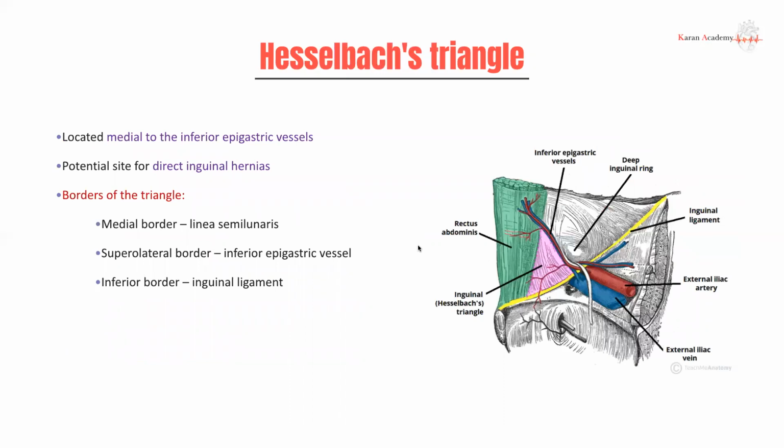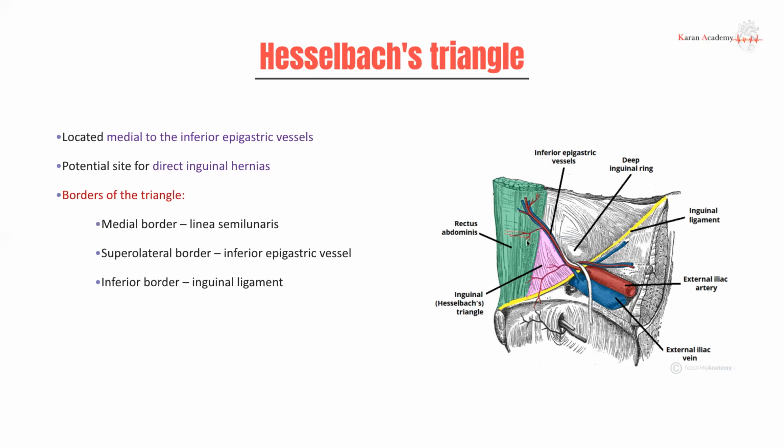Now let's talk about a really, really important structure called Hesselbach's triangle. Not really a structure, but more so an anatomical space. The Hesselbach triangle is a triangle composed of three sides, as are most triangles. I don't know why I mentioned that. I thought that was pretty self-explanatory. The medial border is the linea semilunaris, which is going to be the lateral border of the rectus abdominis. The inferior border is going to be the inguinal ligament, and the superior lateral border is going to be the inferior epigastric vessel, artery and vein.